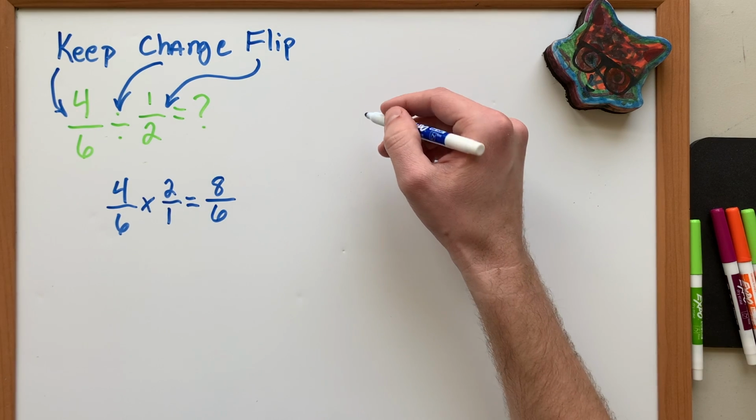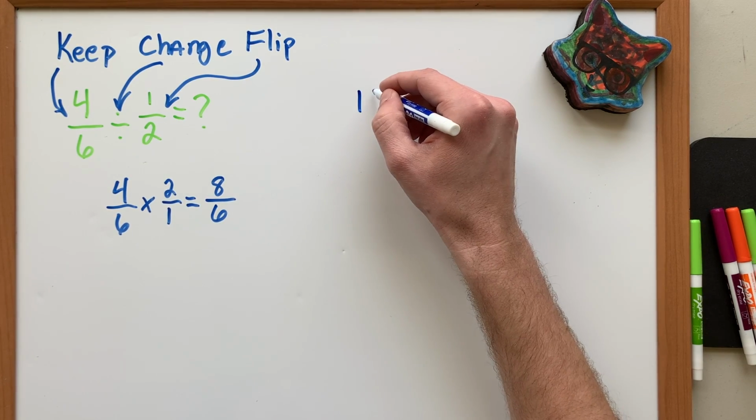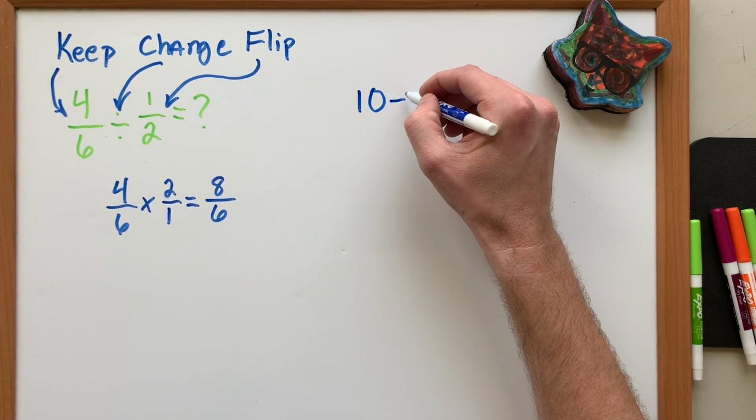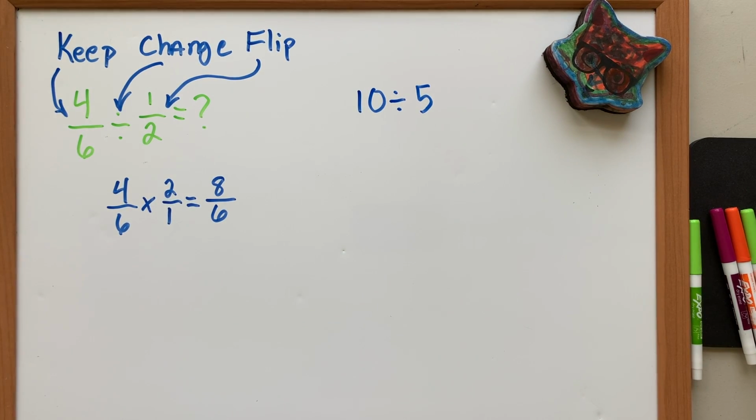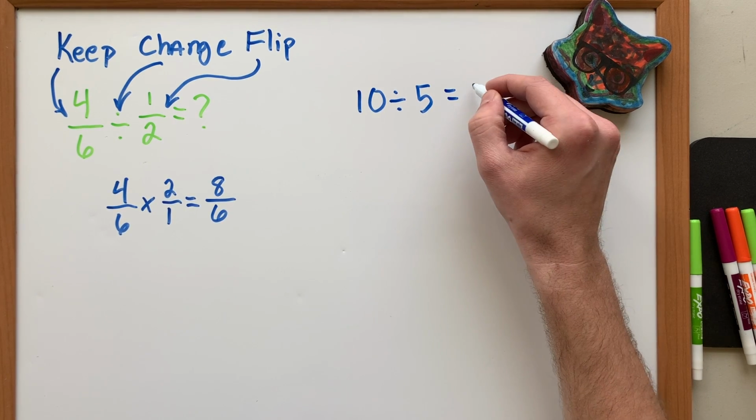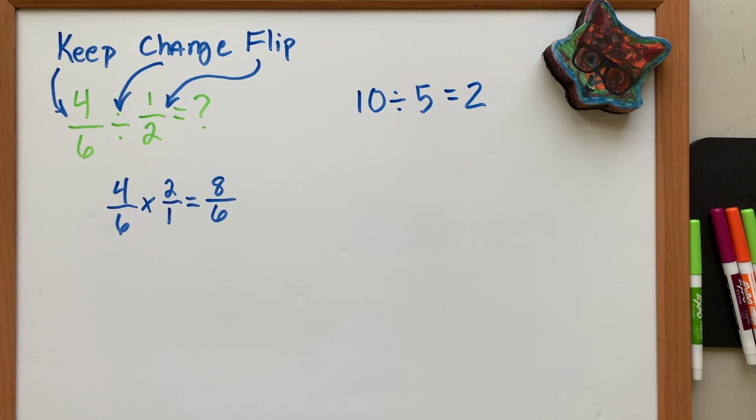Now, you might say, how do we know this actually works? Well, we can prove it by doing a simple test. Most people would agree that if I take 10 and I divide it by 5, I get 2. Go ahead and check it with a calculator if you want. 10 divided by 5 is equal to 2.